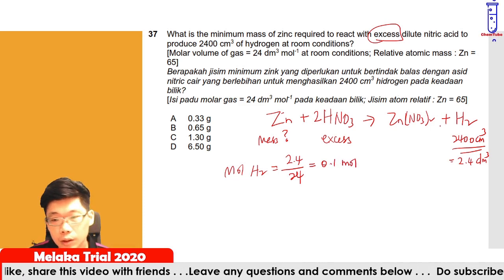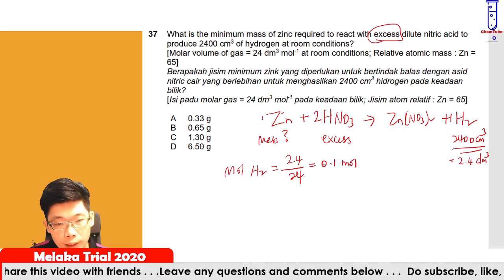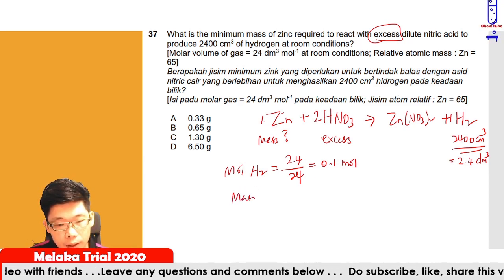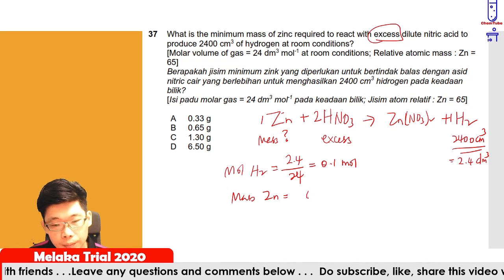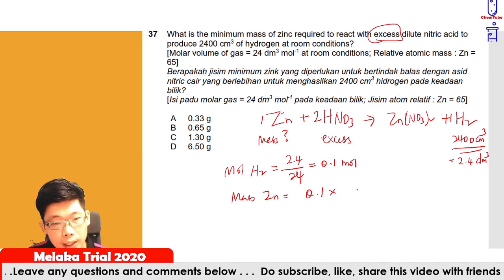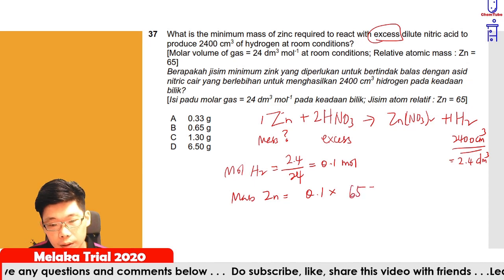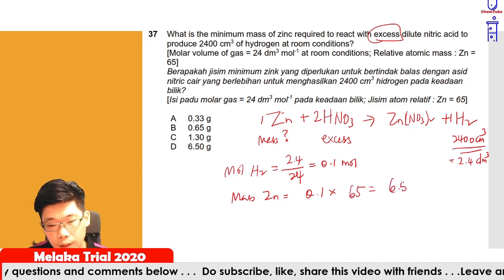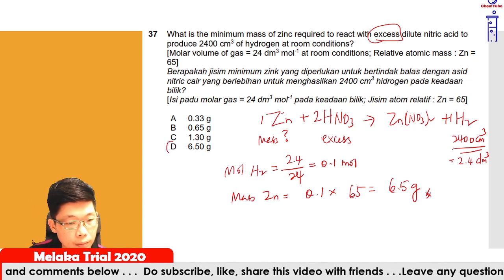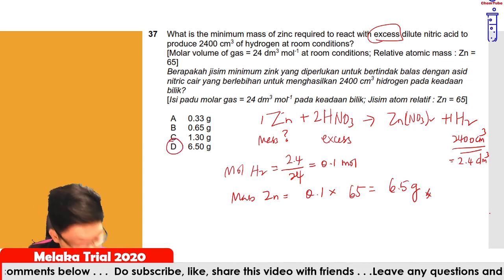Okay. So the mole ratio is 1 to 1, in other words, zinc is also 0.1. So meaning that the mass of the zinc would be 0.1 times the molar mass for zinc, which is 65. So it would be 6.5 gram. 6.5 gram would be D. Okay.